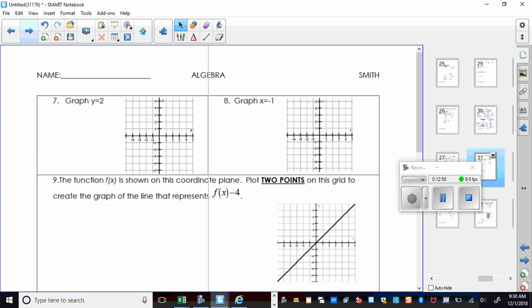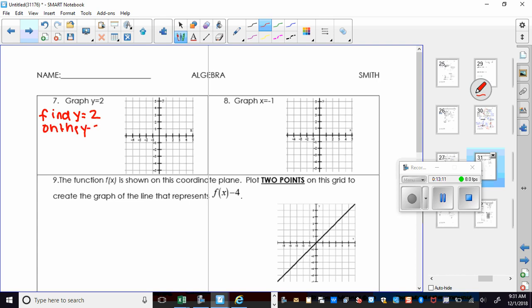Graphing y equals 2. I'm going to find where y equals 2 on the y-axis and create a point right here. And I create my horizontal line. Remember, the slope of horizontal lines is always m equals 0.